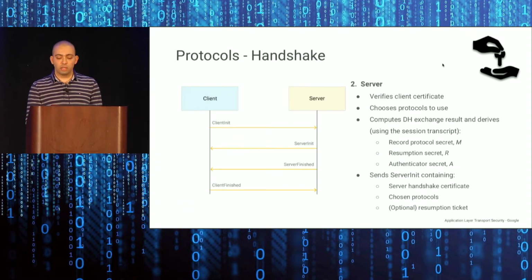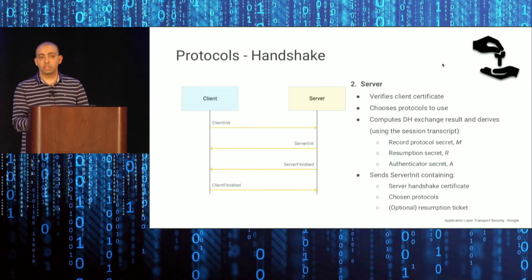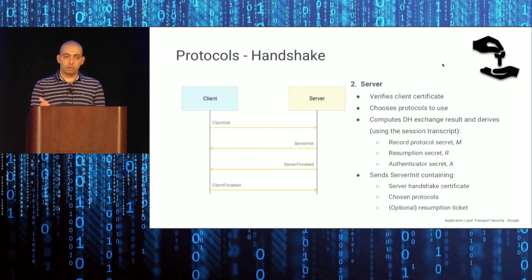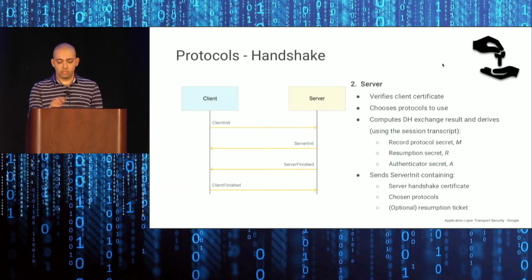Then it computes a Diffie-Hellman exchange result and derives the following session keys, or the following secrets. The first one is the session key M that will be used by the record protocol. The second one is a resumption secret that will be used to encrypt, that will be put in the resumption ticket. And we'll talk about resumption in a few minutes. And the last one is an authenticator secret, which will be used in the next message.